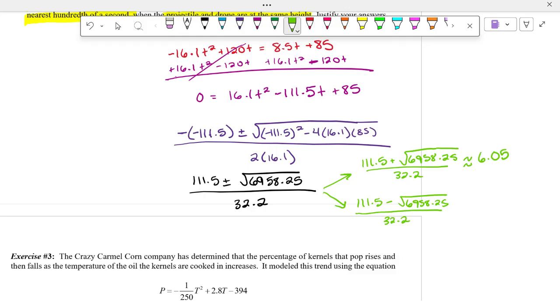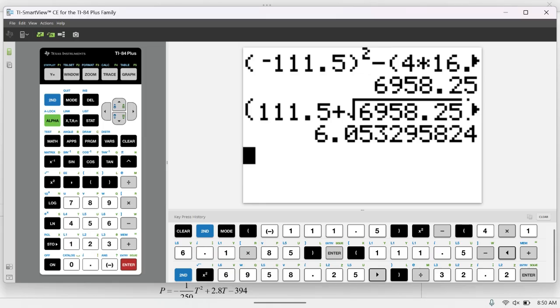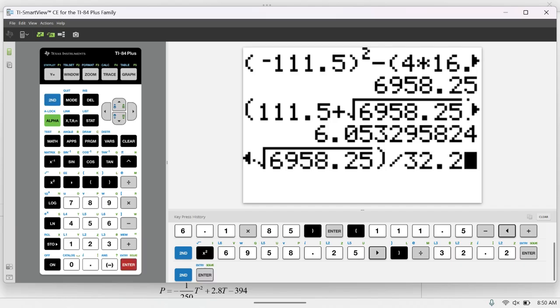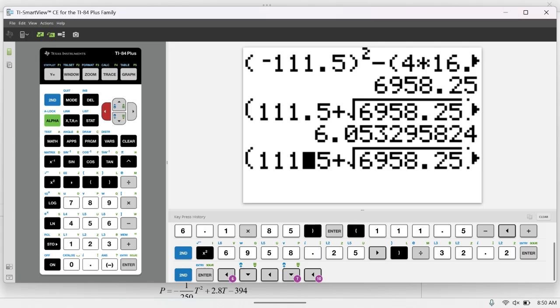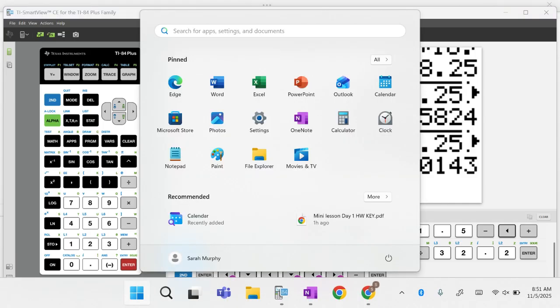And now I need to check the other. Instead of having to type all of that over again, here's a little trick if you're using a TI. If you hit second and then the enter key, it'll re-input your entire entry from before. All I have to do is change that plus to a minus, hit enter. So 0.87 seconds.